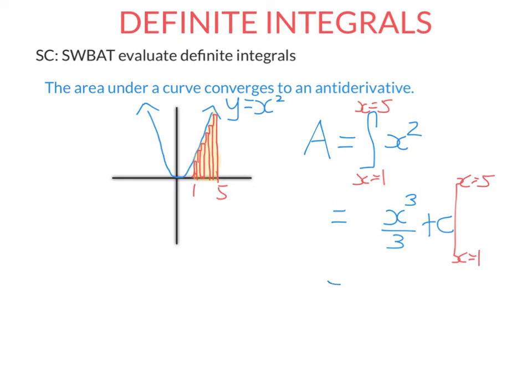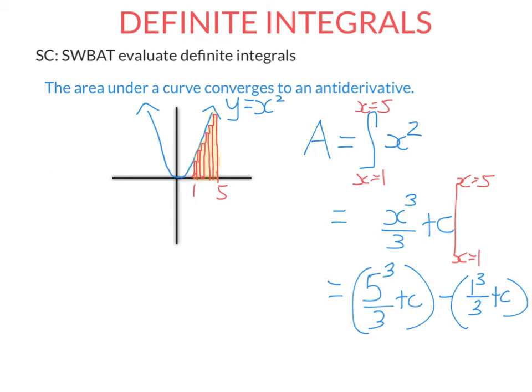If I substitute in x equals 5, I just get 5 cubed over 3 plus c. This, in brackets, is what I get when I substitute x equals 5. Now I'm going to substitute x equals 1 into this antiderivative. I'm just going to change x to 1. So that will become 1 cubed over 3 plus c. Now let's simplify this. We have 5 cubed on 3 minus 1 cubed on 3. That gives us 124 over 3, which is 41.3 recurring.